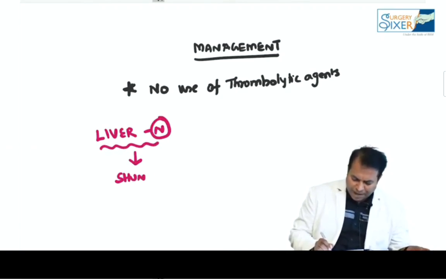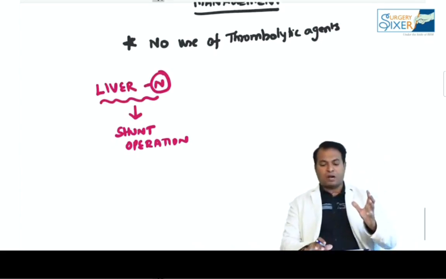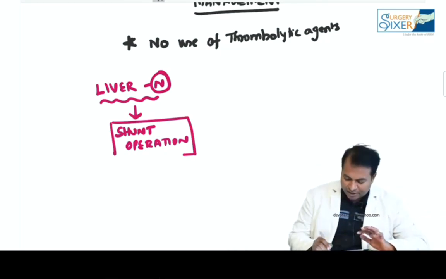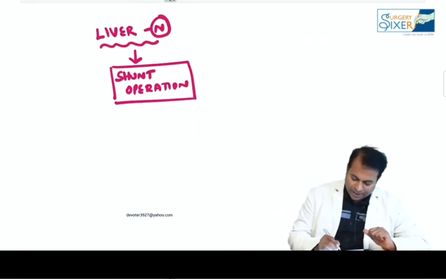If liver is normal, it means there will be no ascites, LFT will be normal, only there will be esophageal varices or mild splenomegaly. So I will plan a shunt operation. What shunt operation will I do? Especially, what shunt operation will I do if it is only a hepatic vein thrombus?